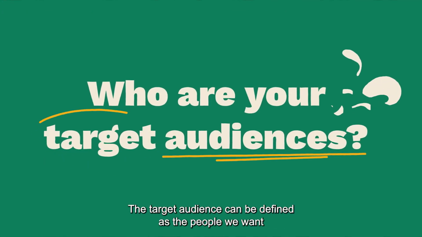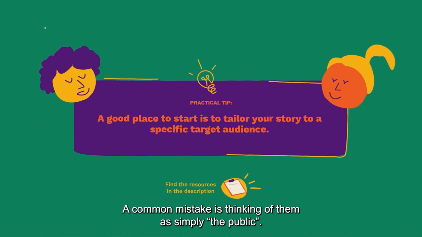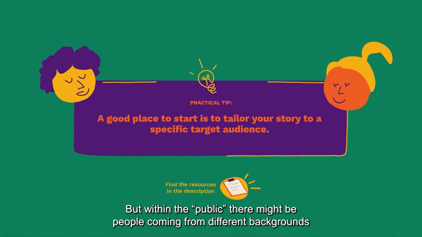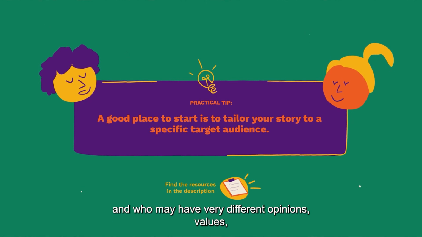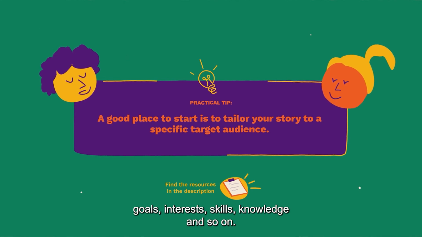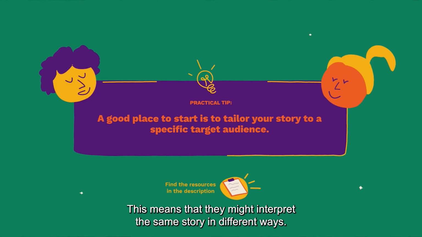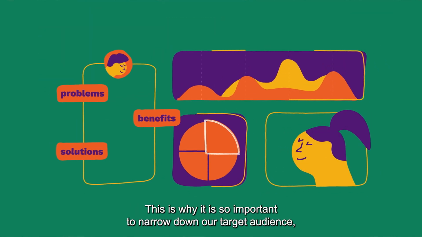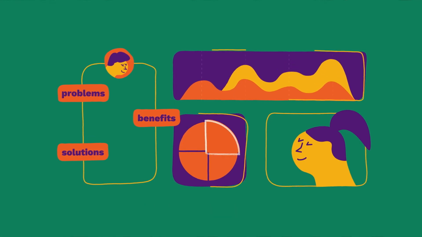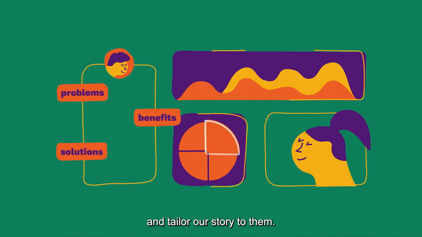The target audience can be defined as the people we want to communicate our research story to. A common mistake is thinking of them as simply the public. But within the public, there might be people coming from different backgrounds and who may have very different opinions, values, goals, interests, skills, knowledge, and so on. This means that they might interpret the same story in different ways. This is why it is so important to narrow down our target audience, understand who they are, what they care about, and tailor our story to them.